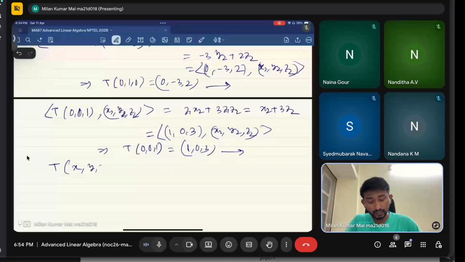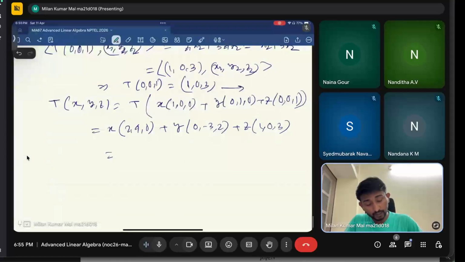So using the linearity, we obtain x times T(1, 0, 0), which is (2, 4, 0), plus y times T(0, 1, 0), which is (0, -3, 2), plus z times T(0, 0, 1), which is (1, 0, 3). That is going to be (2x plus z, 4x minus 3y, 2y plus 3z). 2x plus z, 4x minus 3y.